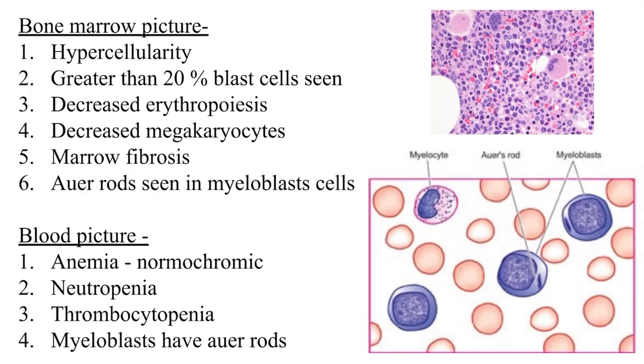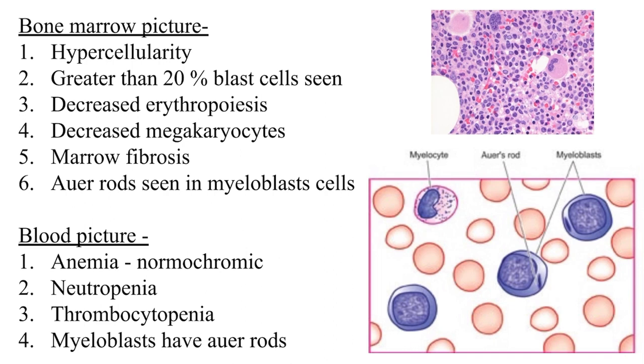Coming to bone marrow picture, as it is an acute myeloid leukemia, you can see increase in the myeloid series of cells. That means other cells are decreased, right? Like RBCs, platelets get decreased. So decreased erythropoiesis, decreased megakaryocytes are seen. And the bone marrow is hypercellular because it's a leukemia. And greater than 20% of blast cells are seen in acute conditions. And marrow fibrosis can also be seen.